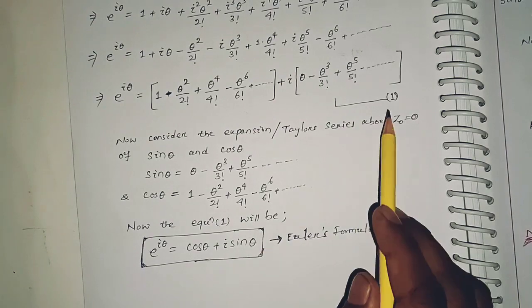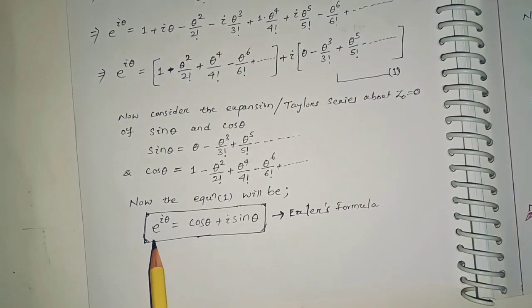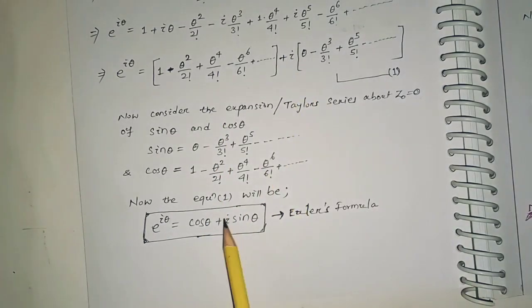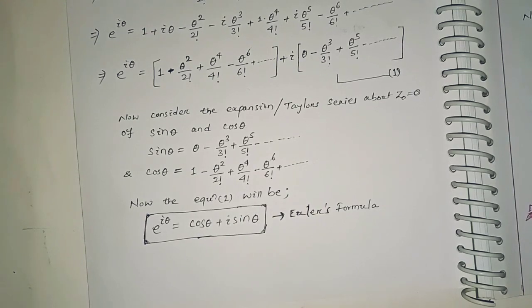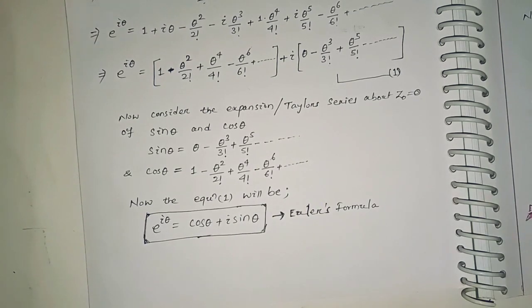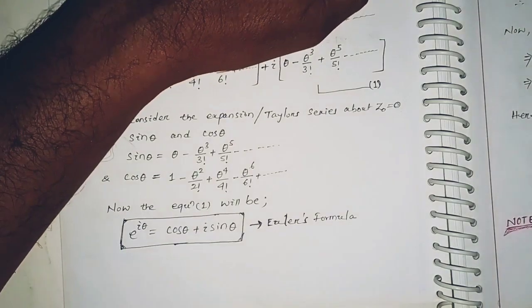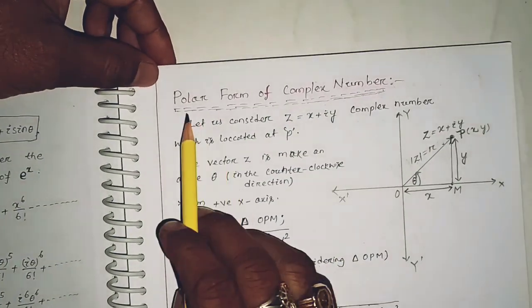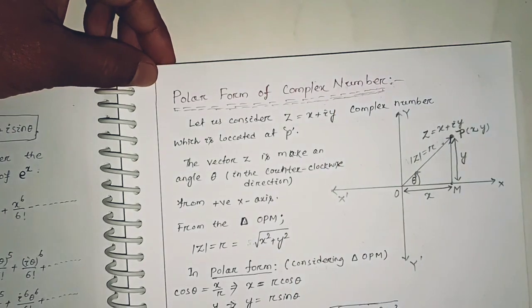So hence equation number 1 will be: e to the iota theta will be equal to cos theta plus iota, or i, into sin theta. So this is the famous Euler's formula that you have to remember, very much essential for different types of calculations in your complex analysis. Now we are going to go for the polar form of a complex number, right?